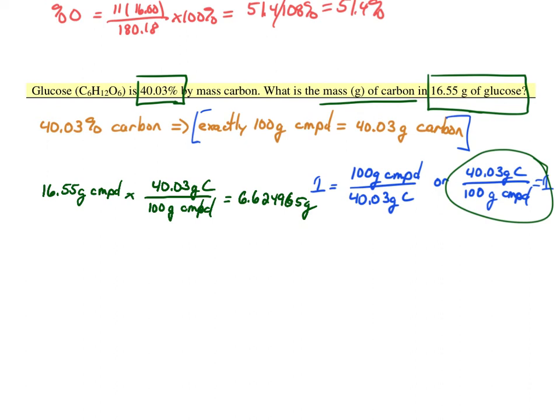Now if we want to worry about the sig figs, here we have 4. Here we also have 4 sig figs. Now remember, we assumed exactly 100 grams of the compound, so this 100 grams does not impact the sig figs. So we're going to use 4 sig figs in our answer. 1, 2, 3, 4. We're going to round up. And that means we have 6.625 grams of carbon.